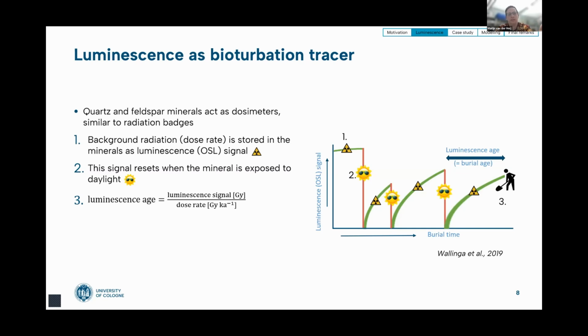So the luminescent signal is lost when these grains are exposed to daylight. When they get buried again, the system accumulates signal depending on the environmental radiation. So when you know the luminescent signal of a grain and you know the dose rate, so the incoming radiation from the surroundings, you can actually calculate the age of these grains if you divide these properties by each other.